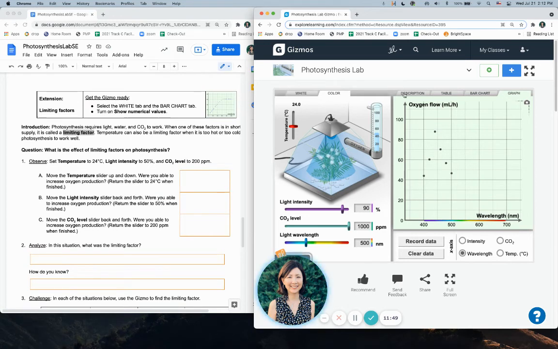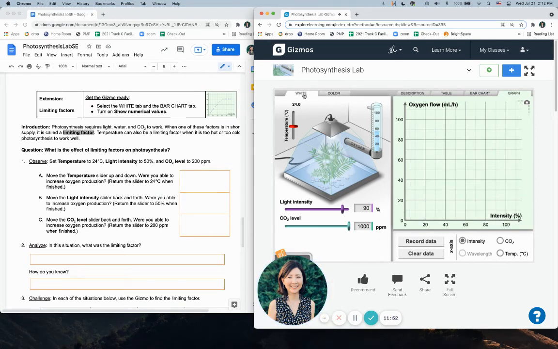Okay, let's go back to the white tab. We'll go back to white light, and then we're going to set the temperature at 24, light intensity at 50, and CO2 level to 200. Okay, and now we're going to see what the limiting factor is.